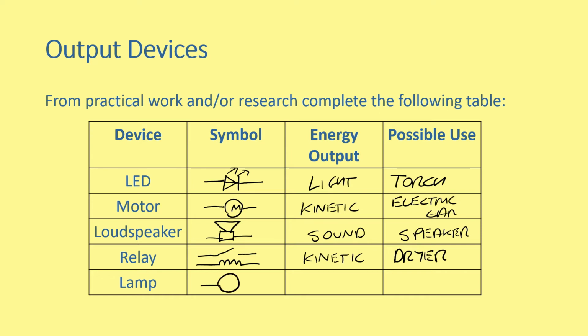Lamp, probably the most well-known of circuit symbols. Energy output is light, and possible use is, well, lights in the house.